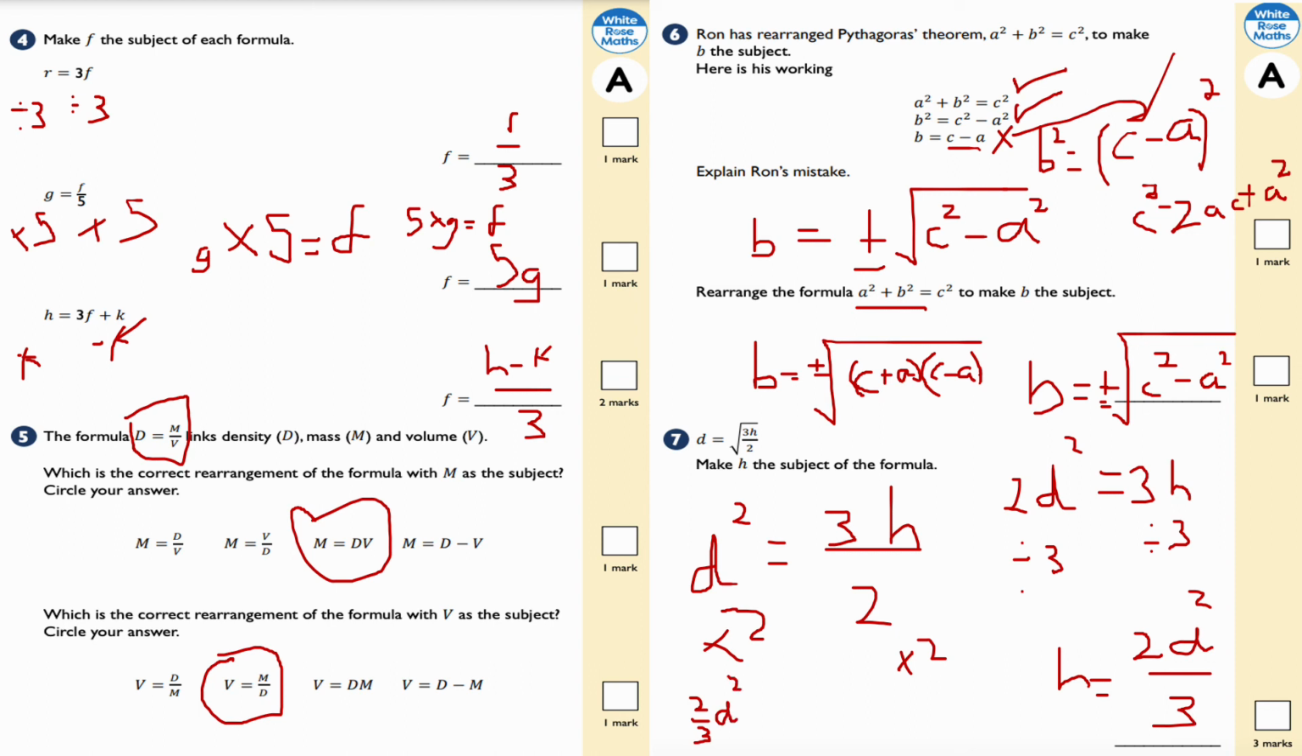2/3 d squared is also acceptable. I can't see why examiners would say that this is an issue, but remember that at GCSE we are avoiding writing division, so we should be writing it as a fraction. But I can't see that being an issue either, 2d squared all divided by 3, in the bracket there.